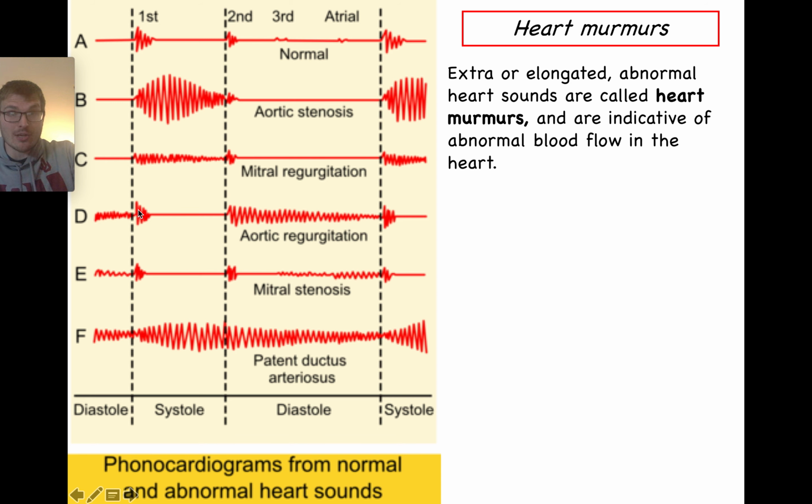For D here, you can see the first heart sound actually looks pretty normal, but this time it's the second heart sound that looks kind of weird. This is aortic regurgitation, meaning that similarly there's a problem with the aortic semilunar valve.